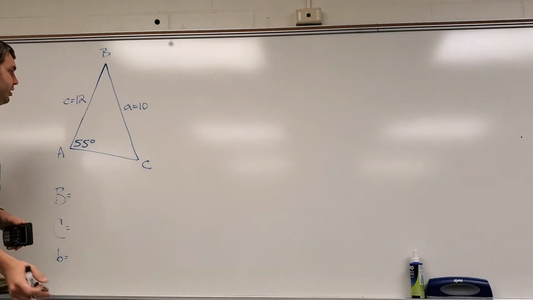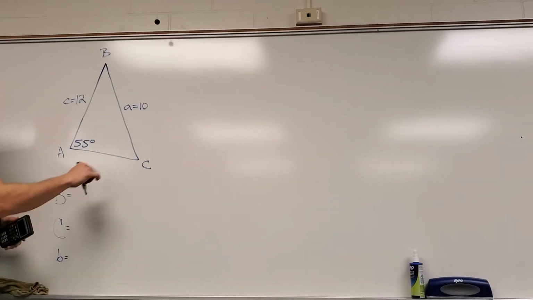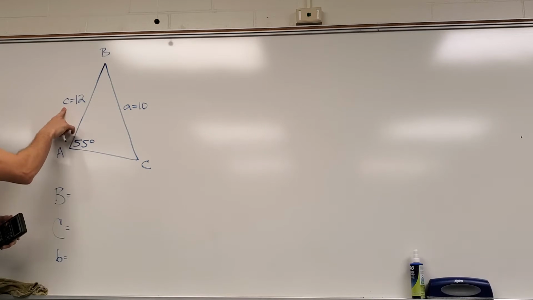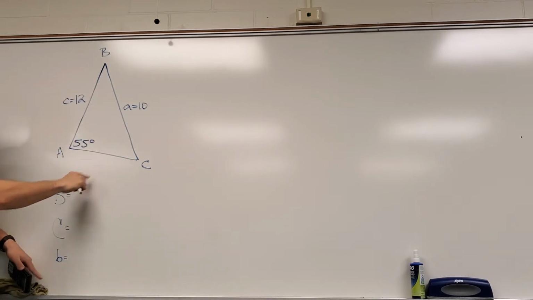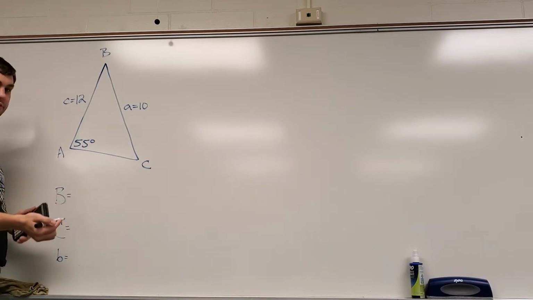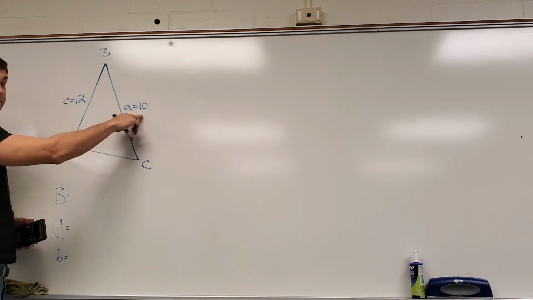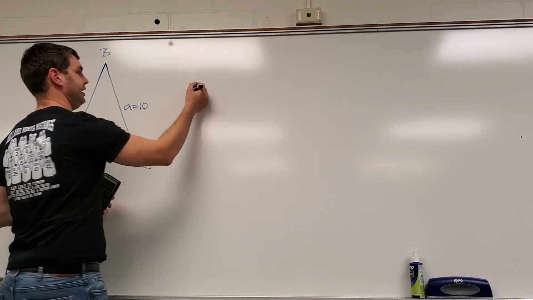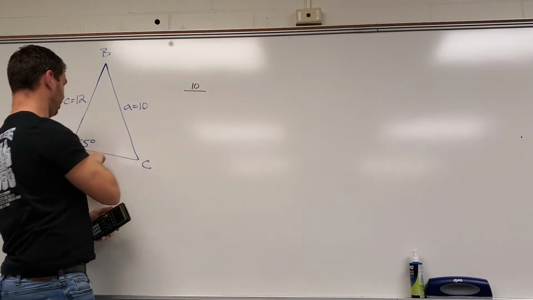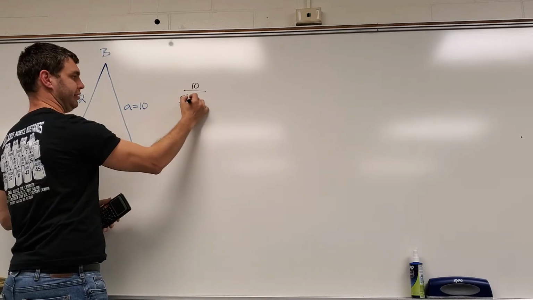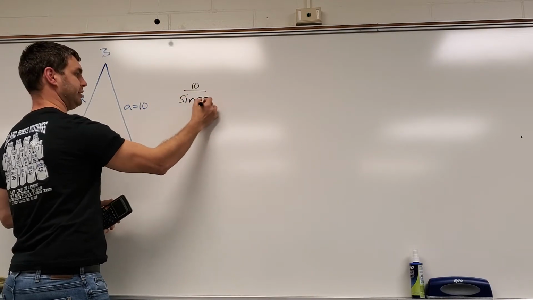All right, guys, in this problem we are given angle A and side C, so we need to find angle B, angle C, and then side B. To do that, what I see right away is that I have both angle A and side A, so I'm thinking law of sines, which means I'm going to do side A, 10, over sine of angle A, which is sine of 55 degrees.